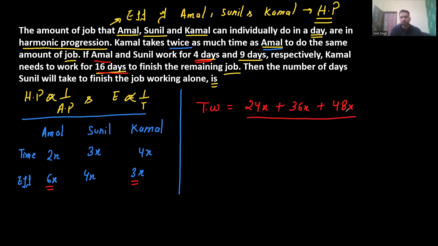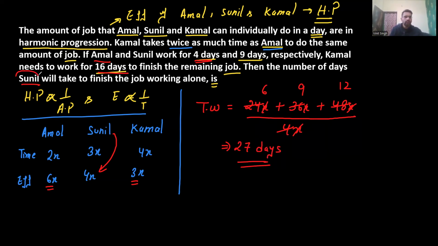So we divide by the efficiency of Sunil. The efficiency of Sunil is 4x, so divided by 4x. First of all, we will eliminate the x from x. The values are 6, 9, 12. When we add all these numbers, 6 plus 9 is equal to 15, 15 plus 12 is 27 days. So Sunil can complete the whole work in 27 days.